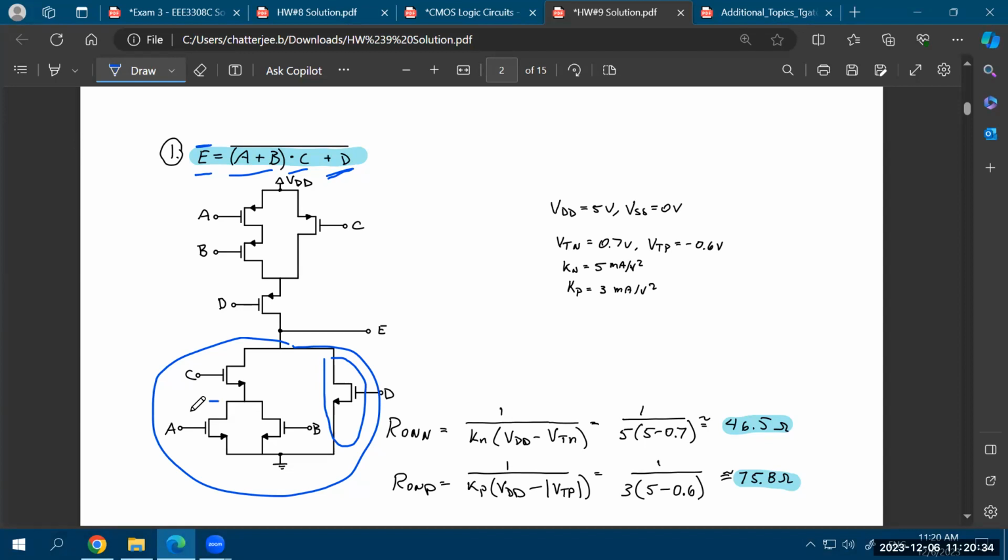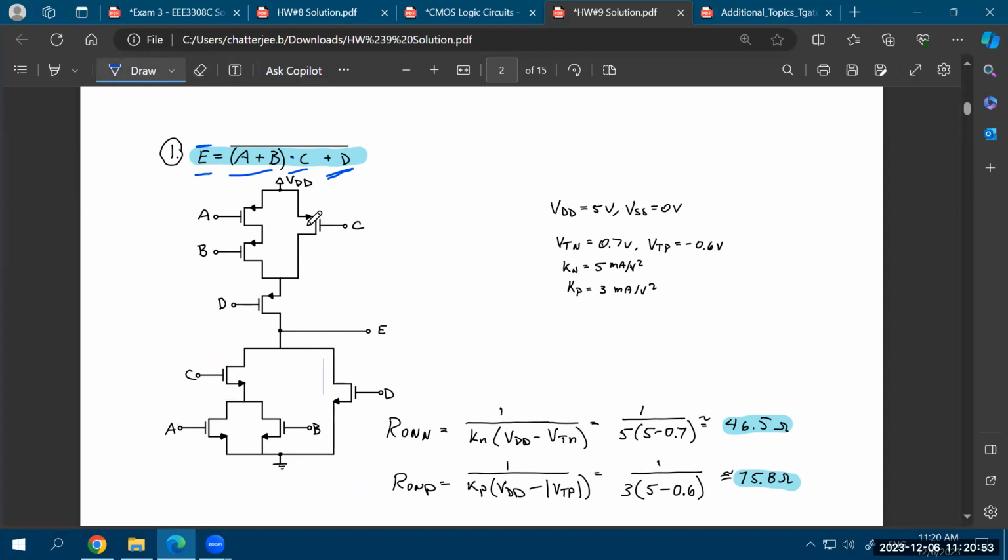A ORed with B, so that's this parallel operation between A or B. That needs to be ANDed with C, so C will be in series. And then this entire thing will be in parallel with D to make sure that your pull-down network is completed. So that's what you'll need for the pull-down network.